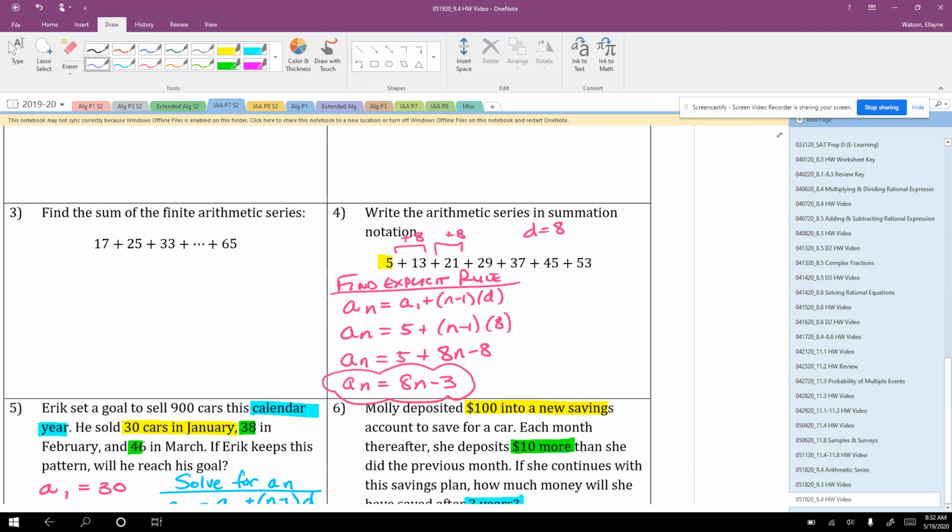okay. And then the summation notation. So this would be our rule over here, 8n minus 3. Start at 1. And what do we go up to? 1, 2, 3, 4, 5, 6, 7. We're going up to 7. And there we go.